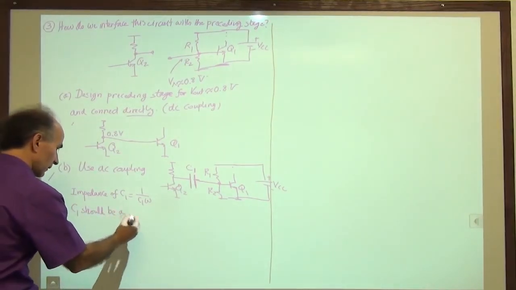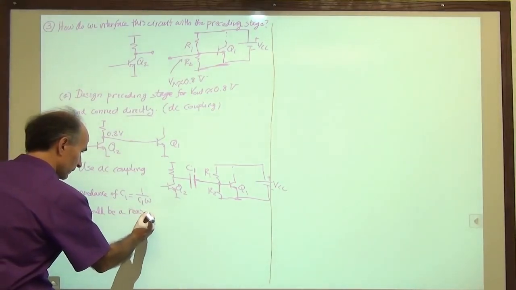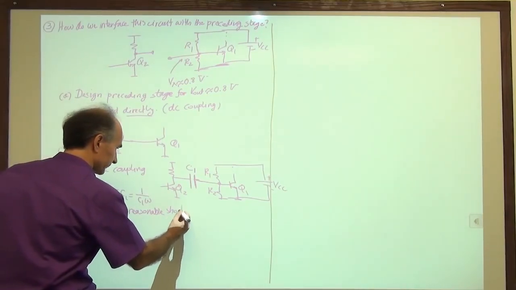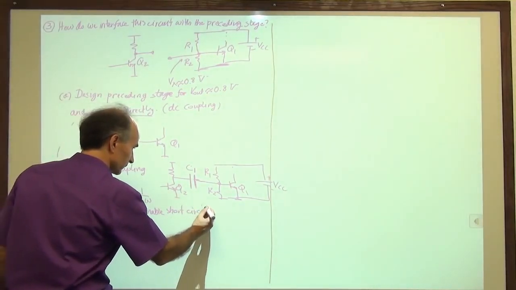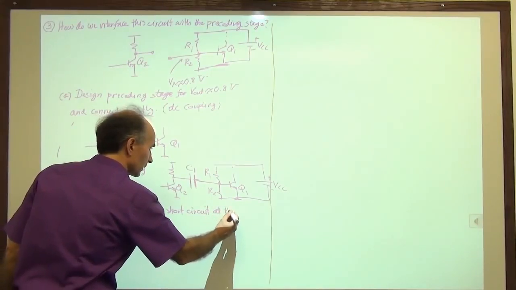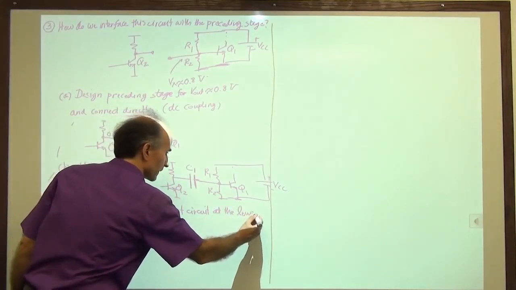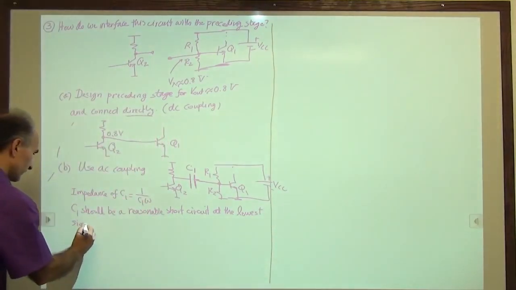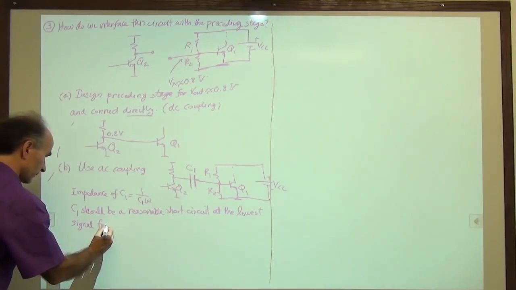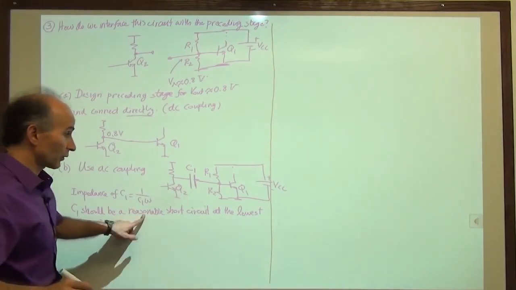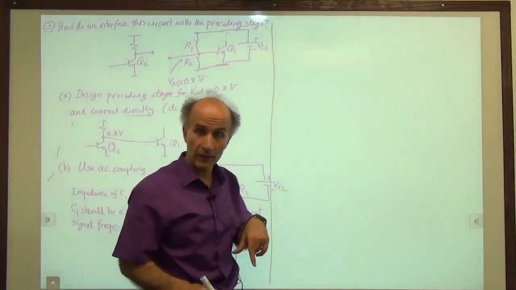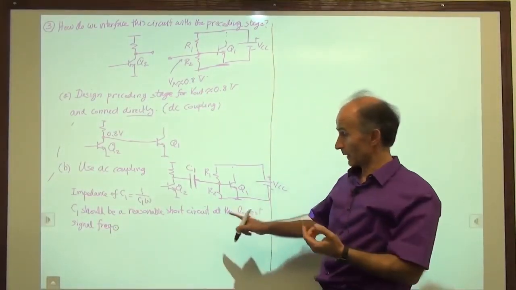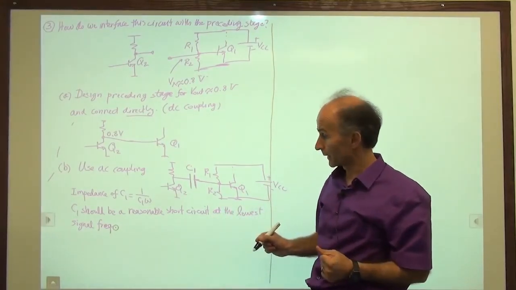So we say C1 should be a reasonable short circuit at the lowest signal frequency. If it is a good short circuit at the lowest signal frequency, obviously it is also a good short circuit at the highest signal frequency. That's why we pick this as the worst case.